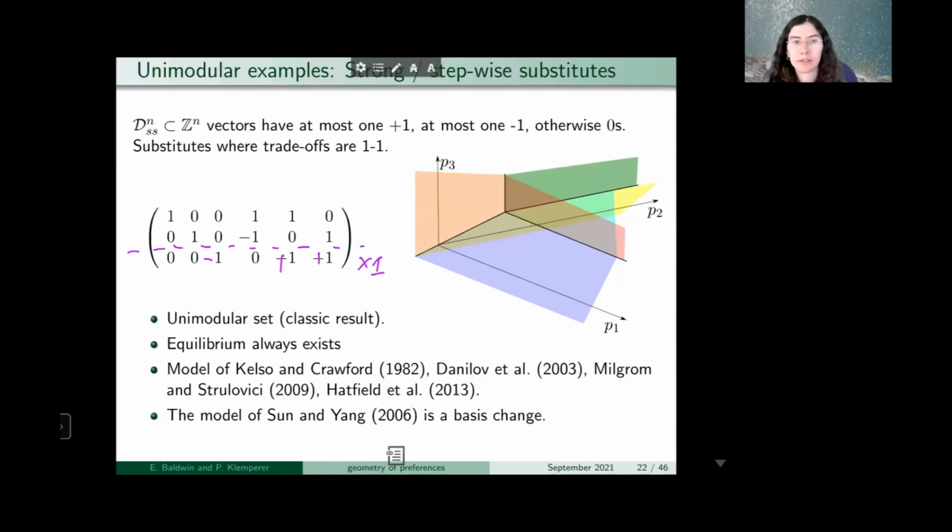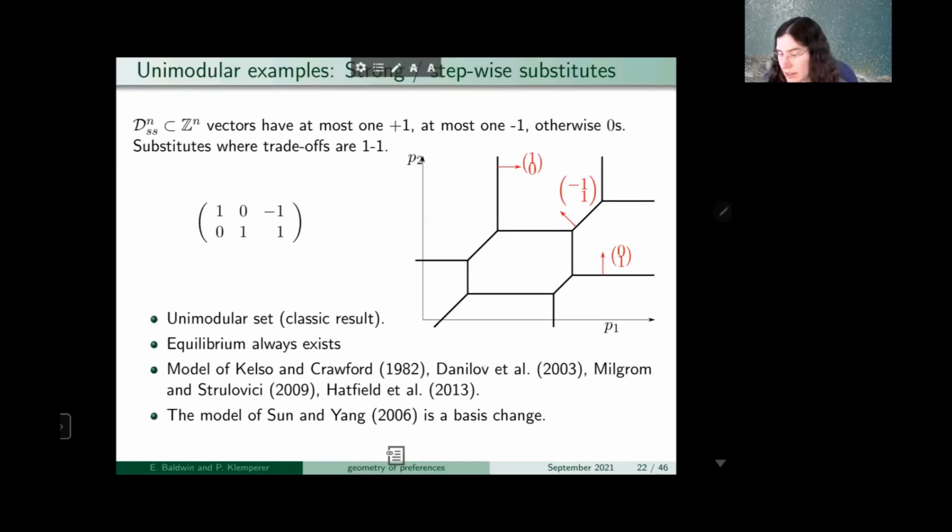Yes, yes. So this set of vectors, the set of vectors where you have at most one plus one, at most one minus one, and all others zero, that being a unimodular set, so that's actually called the Poincaré set of vectors.